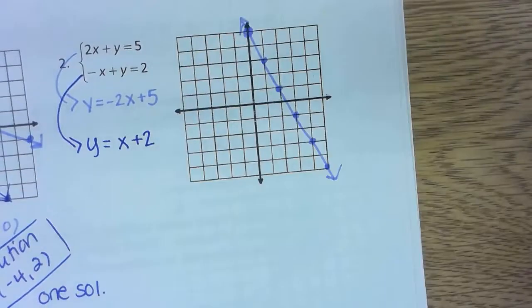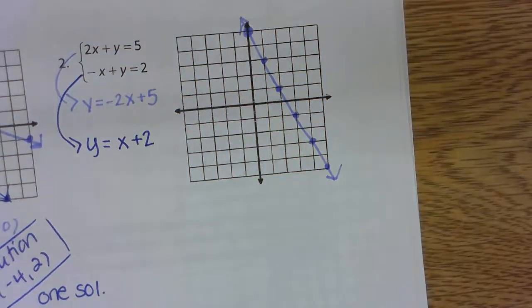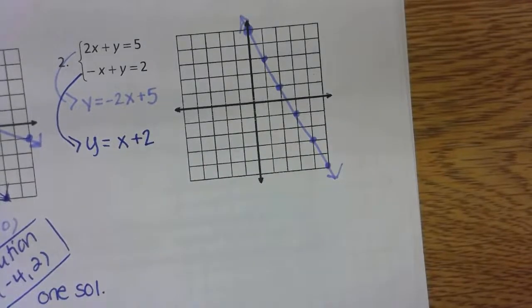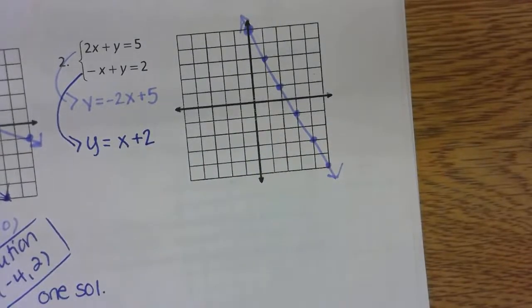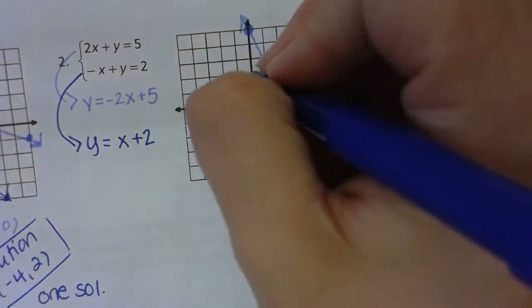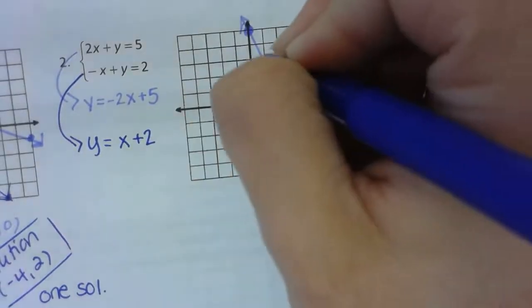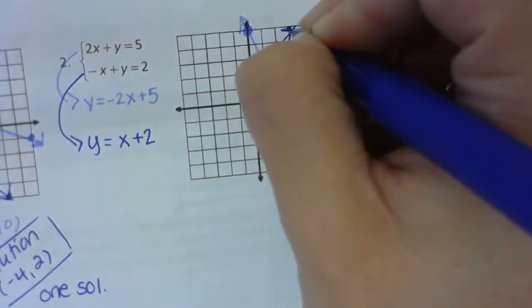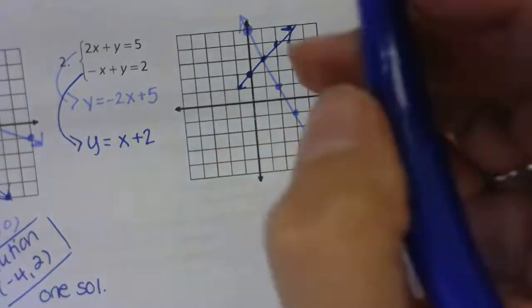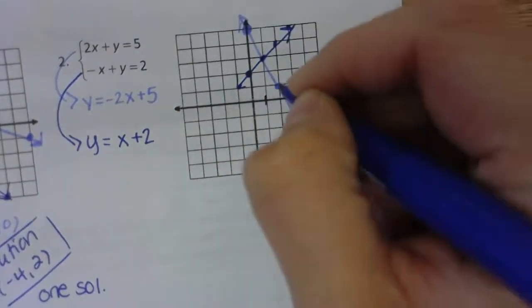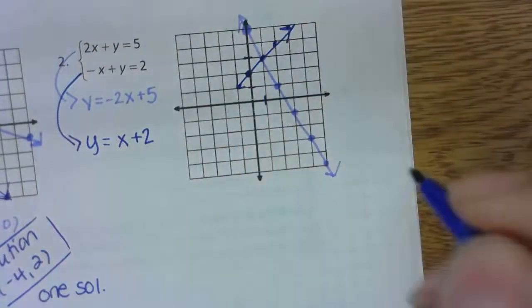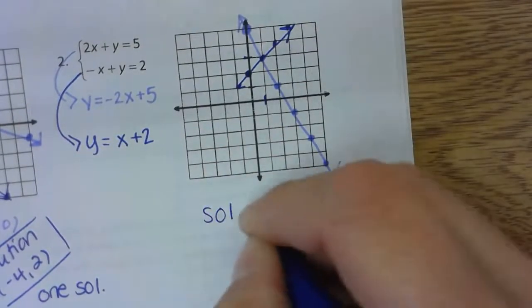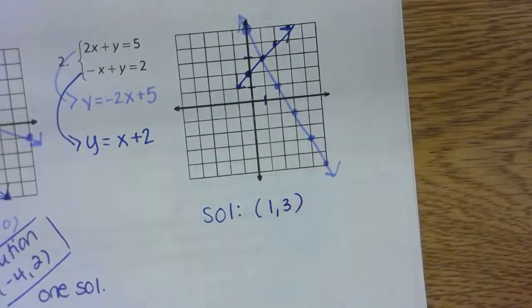Then we're going to get the second graph by adding x to the other side. So I have y equals positive x plus 2. Plot your y-intercept of positive 2. Apply your positive slope. And I see that the graphs once again intersect when x is 1 and y is 3. So my solution is the point (1, 3).